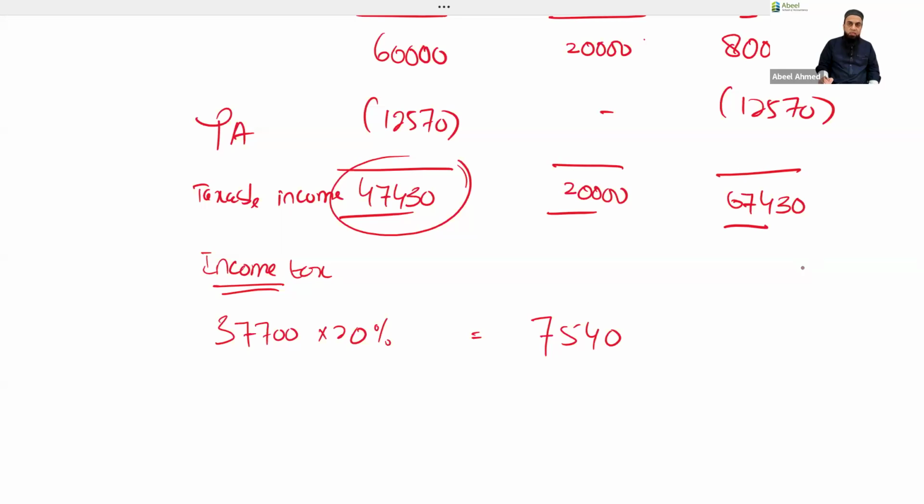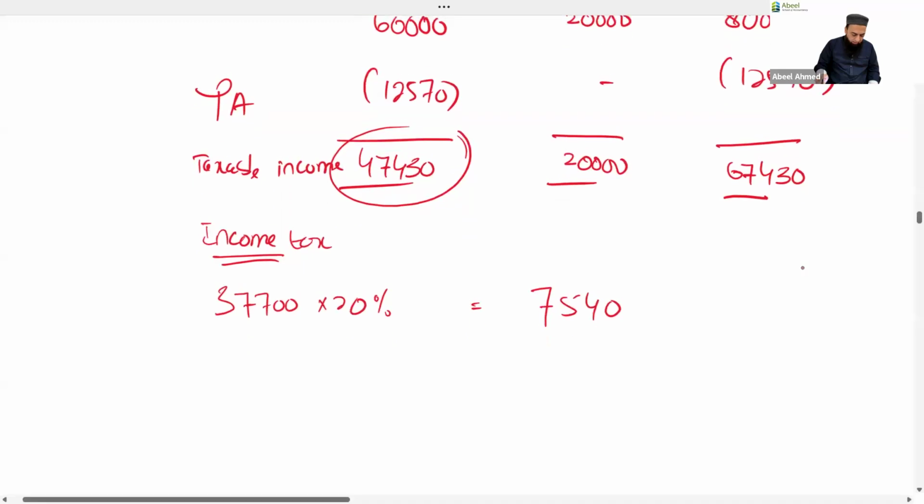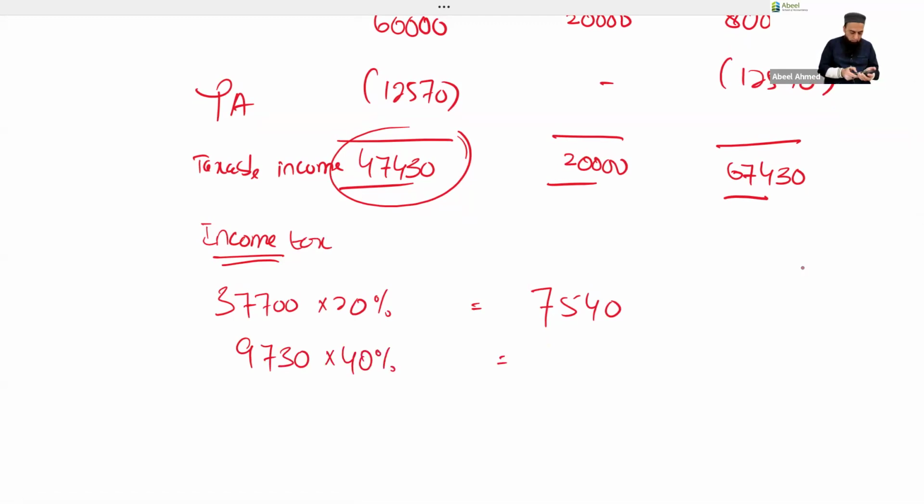Now from 47,430, I will deduct 37,700. Out of this 47,430, we have applied tax rate on 37,700. So whatever is left out of 47,430, obviously that falls in higher rate band. So from 47,430, let us deduct 37,700. I'm getting, student, 9730. Applicable rate is 40%. 3892.